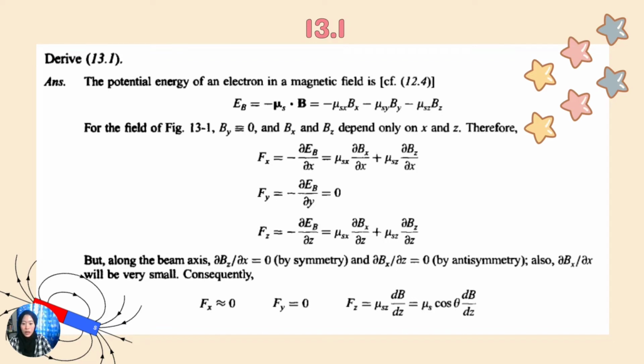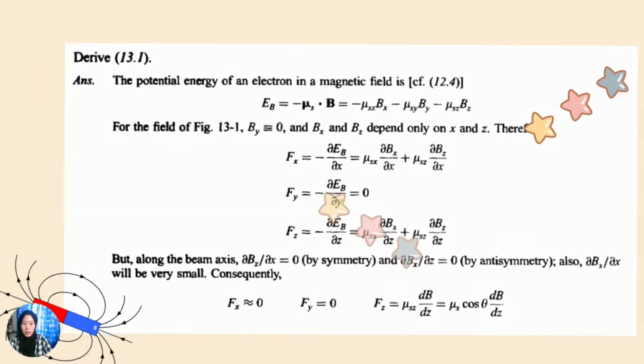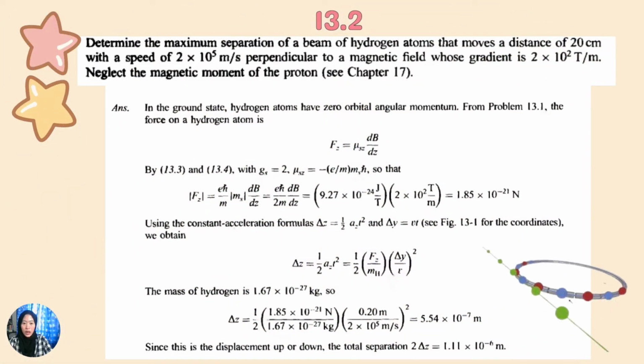Next, for the second equation, 13.2. Determine the maximum separation of spin of hydrogen atoms that move a distance of 20 cm with a speed of 2 times 10 to the power 5 meters per second perpendicular to a magnetic field whose gradient is 2 times 10 to the power of 2 T over m. Neglect the magnetic moment of the proton.